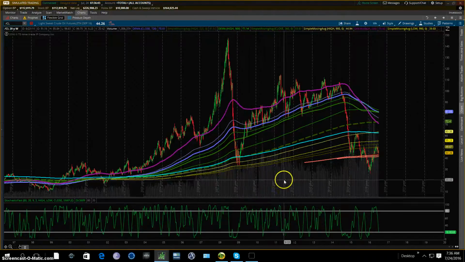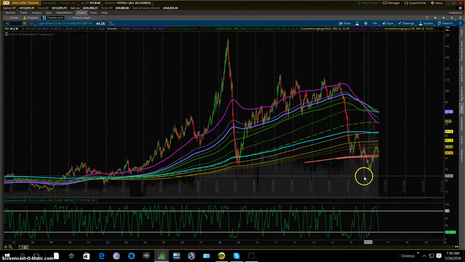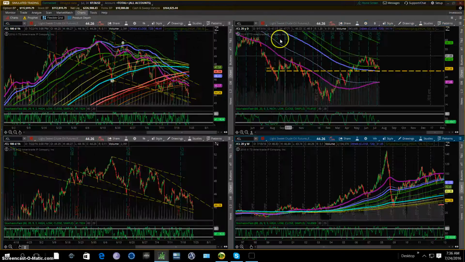Okay, so that was a weekly moving average. It's the one I like the best. Then the daily MA, which I just showed you, is just this blue one here. Let's say 42.97. Now let's look at the hourly.